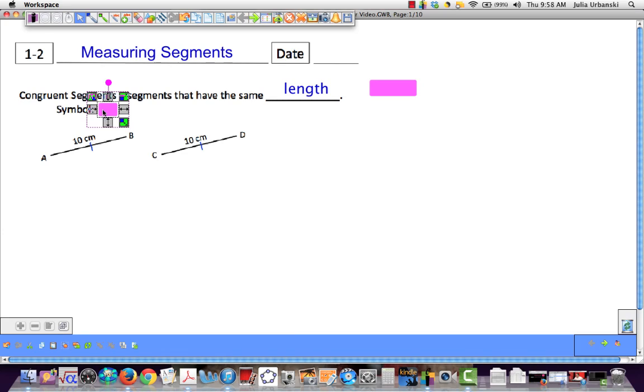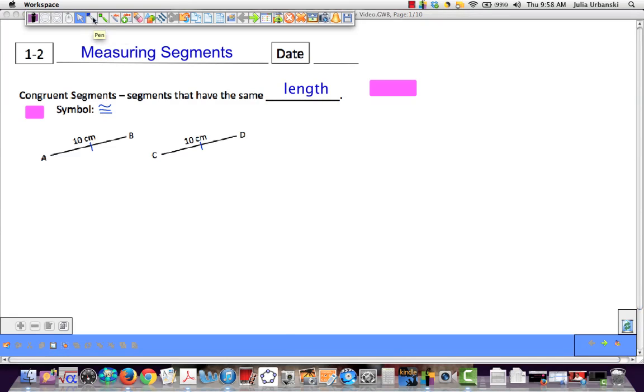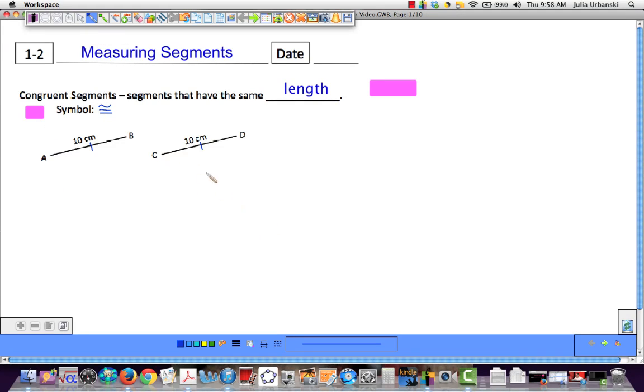The symbol we use for the word congruent is an equal sign with the squiggly part on top. That means congruent, where you're talking about two segments or two items that are actually equal or the same length. So how you write it is segment AB, and remember it's a segment, so we don't put any arrows, just a segment mark. And we put the congruent sign. AB is congruent to, is the same length as CD. A segment with no arrows, just two endpoints.